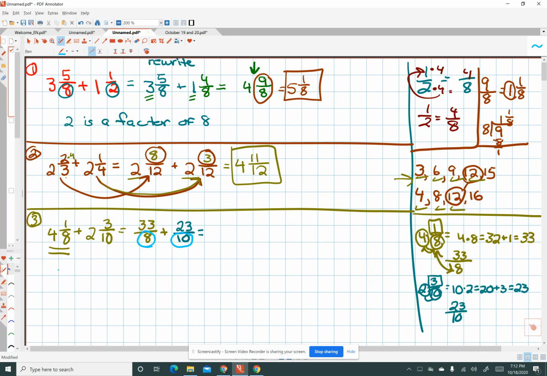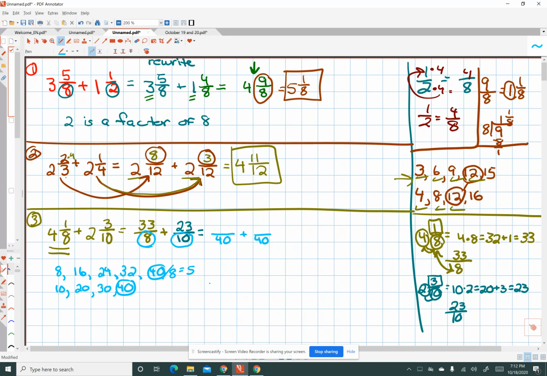So let's think, what are the multiples of 8? 8, 16, 24, 32, 40. What are the multiples of 10? 10, 20, 30, 40. Well, that's going to be our new common denominator. So our new denominator will be 40 for both fractions. Now, what did I do to get from 8 to 40? Well, 40 divided by 8 is 5. So 8 times 5 is 40.